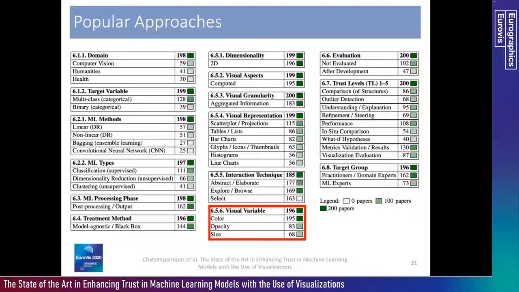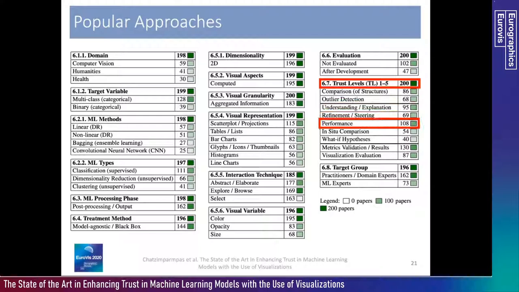The large number of techniques using opacity to hide points and size to encode data characteristics can be explained by the extensive usage of scatter plots. Around half of the visualization techniques that we analyzed have not been evaluated. For the second trust level, researchers focus on the comparison of structures. In the third level, understanding is quite popular. This category can be considered under the umbrella of interpretable machine learning methods.